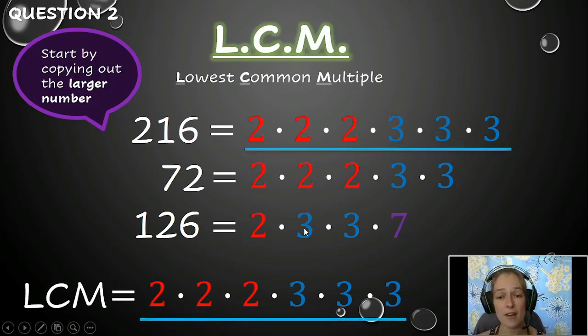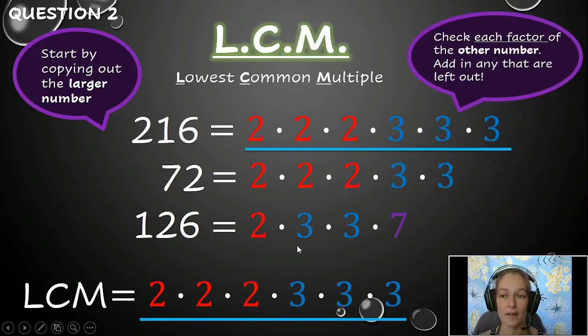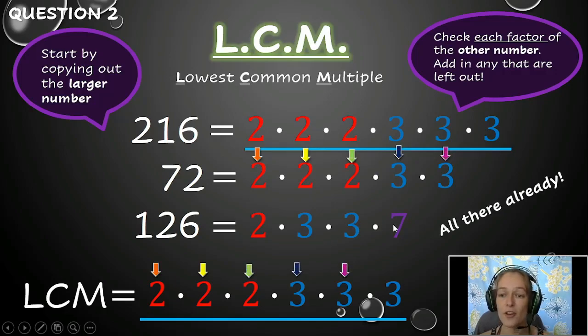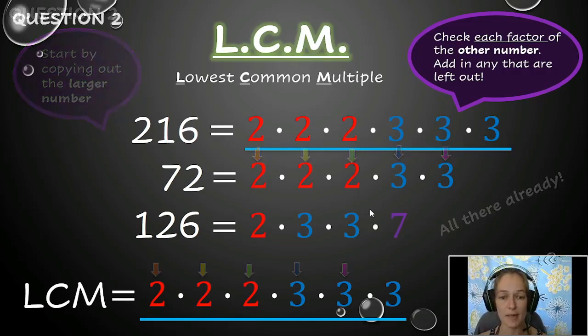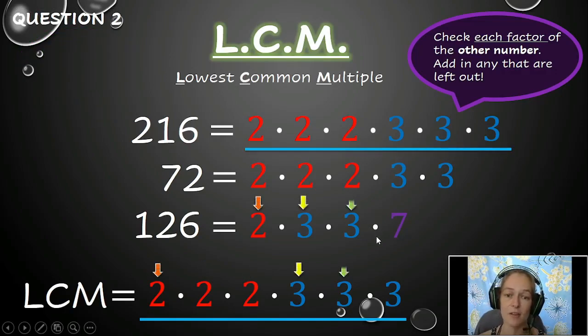Now when you're using three numbers, you're going to check them one by one. So let's check the factors of 72 first. And they're all there. So you don't have to add anything in regard to 72. Now let's check 126. Is the 2 there? Yes. Is the 3 there? Yes. Is the other 3 there? Yes.